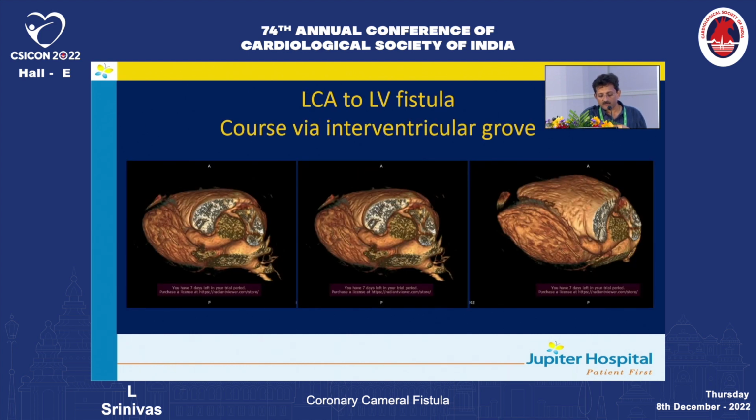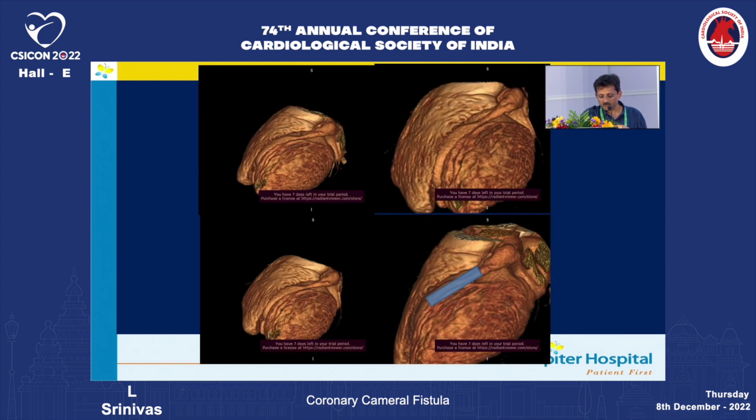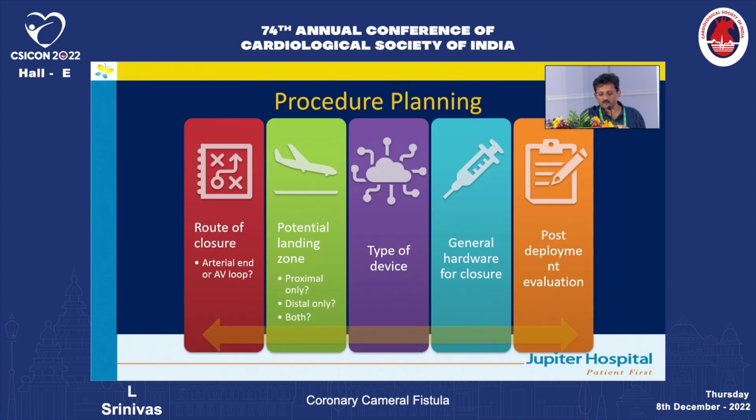So this case had a left coronary artery fistula to the LV but through the interventricular groove. Here again, 3D volume reconstruction shows a beautiful fistulous tract in the interventricular groove, between the takeoff of the left coronary artery and the LAD. So this happened to be a distal coronary artery fistula. This is a potential site for device closure in this patient. Again, more reconstructions and delineation of morphology.